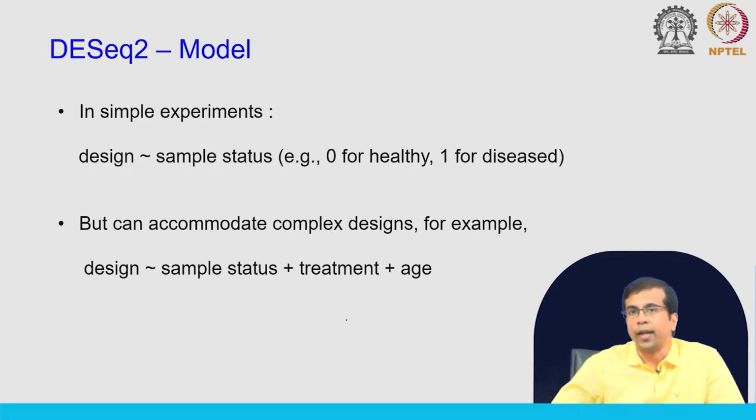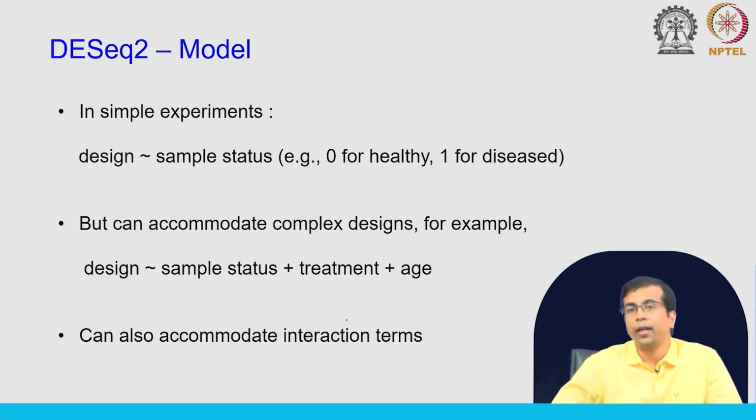You might also add, let us say, some treatment. For example, in some disease, some patients have some treatment, so you use that treatment data, and you can also think maybe the age of the patient is also important for this analysis. So, you can add age also, and you can see which of these factors probably affect the expression. Okay. And you can also have interaction terms. If you are familiar with linear models, you can use interaction terms, and this being a linear model can also do that.